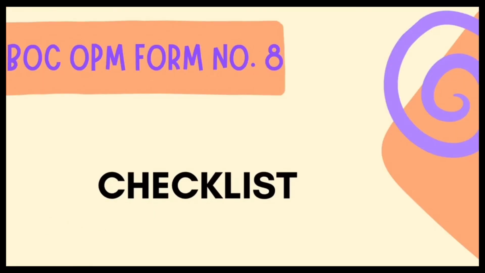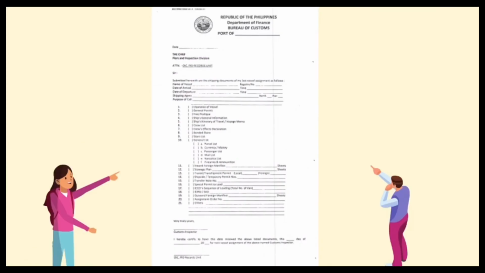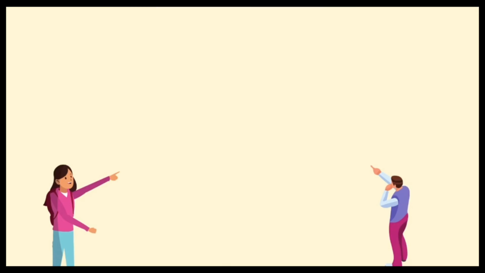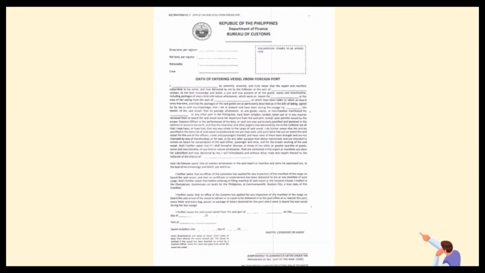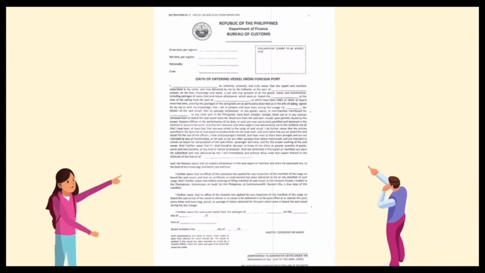BOCOPM form number 8. Checklist. This is an example of BOCOPM form number 8. It consists of the checklist of all required shipping documents that should be checked from Piers and Inspection Division. BOCOPM form number 9. Oath of entering vessel from a foreign port. This is an example of BOCOPM form number 9. It is the written oath statement by the Master of Vessel as a confirmation that all the shipping documents they have are true, legal and not tampered.